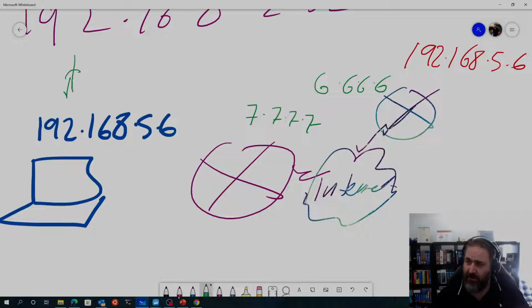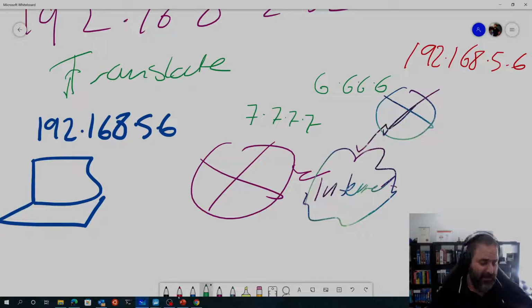So let's translate. What do translators do? If you're speaking a language like maybe Chinese and you want to translate it to Spanish, you have someone in the middle that can interpret, that can speak both languages. This is what this is. This is network address translating. I'm going to translate private to public.